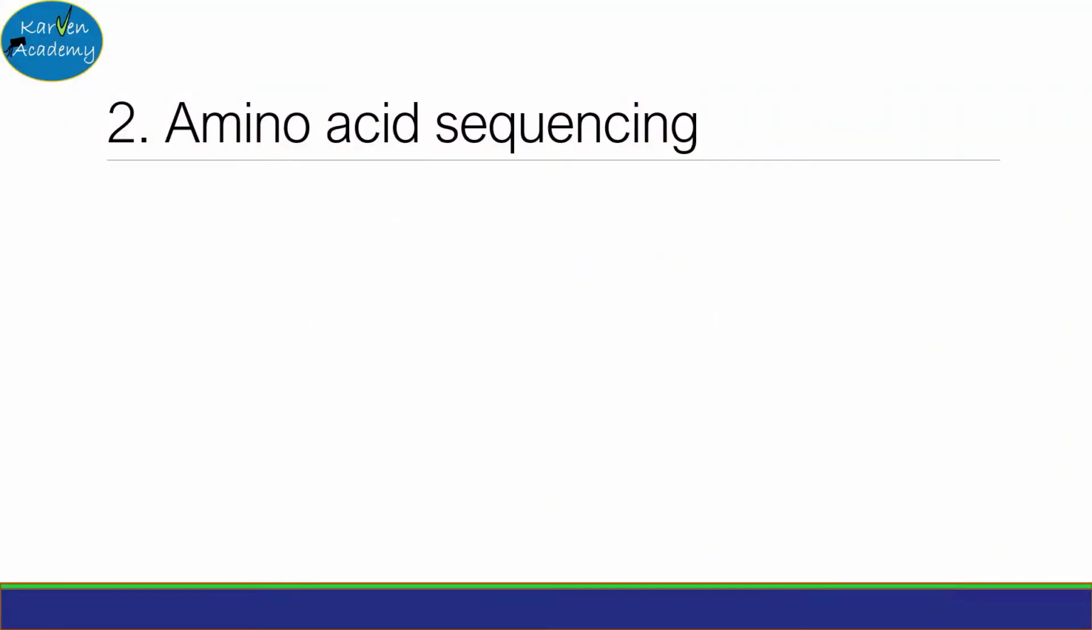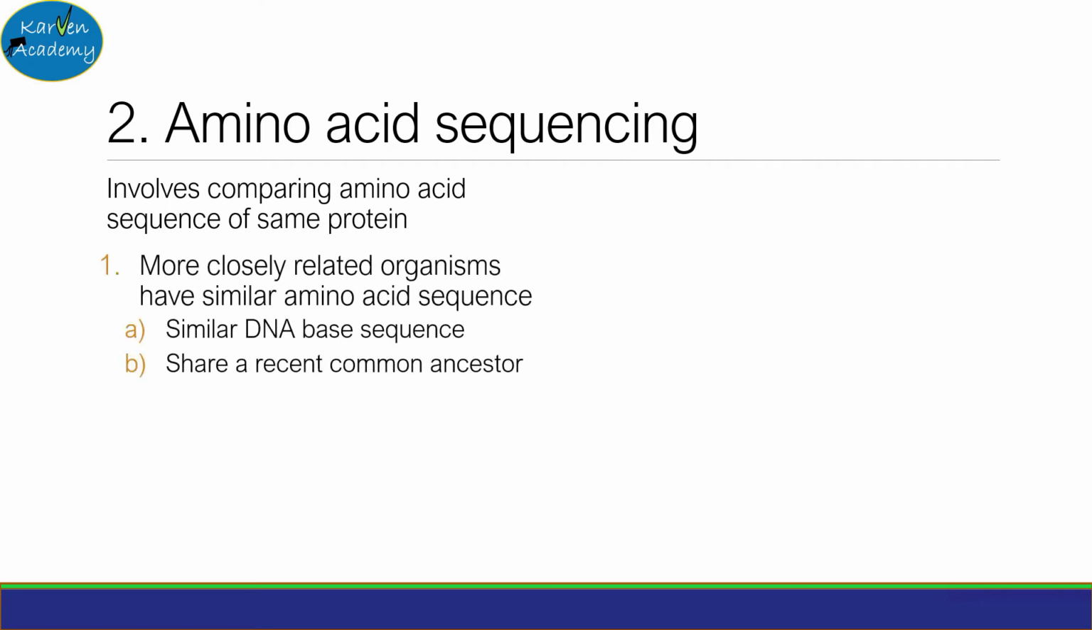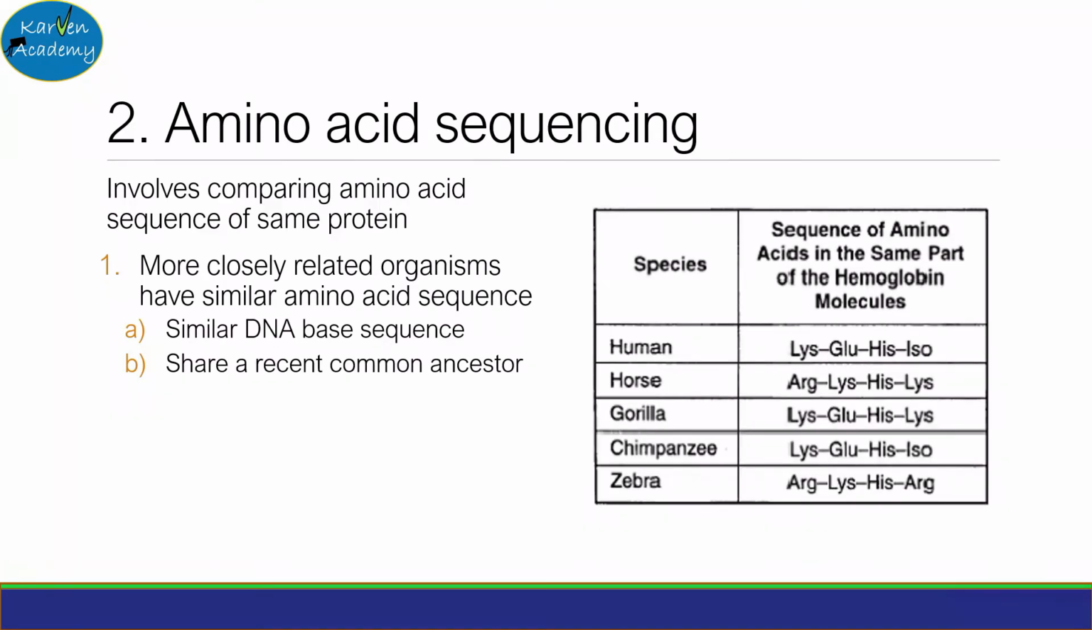Let's move on to amino acid sequencing. It involves comparing the amino acid sequence of the same protein. The more closely related organisms are, the more similar amino acid sequence they have. If they have a similar amino acid sequence, they have a similar DNA base sequence, hence meaning that they share a recent common ancestor. I hope this diagram makes more sense.